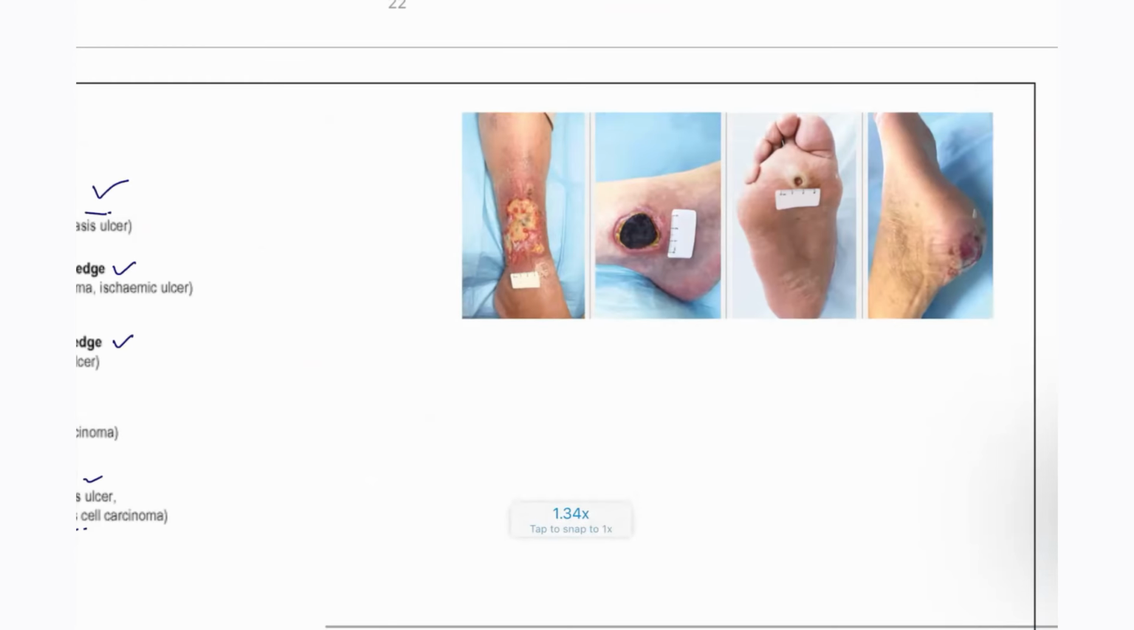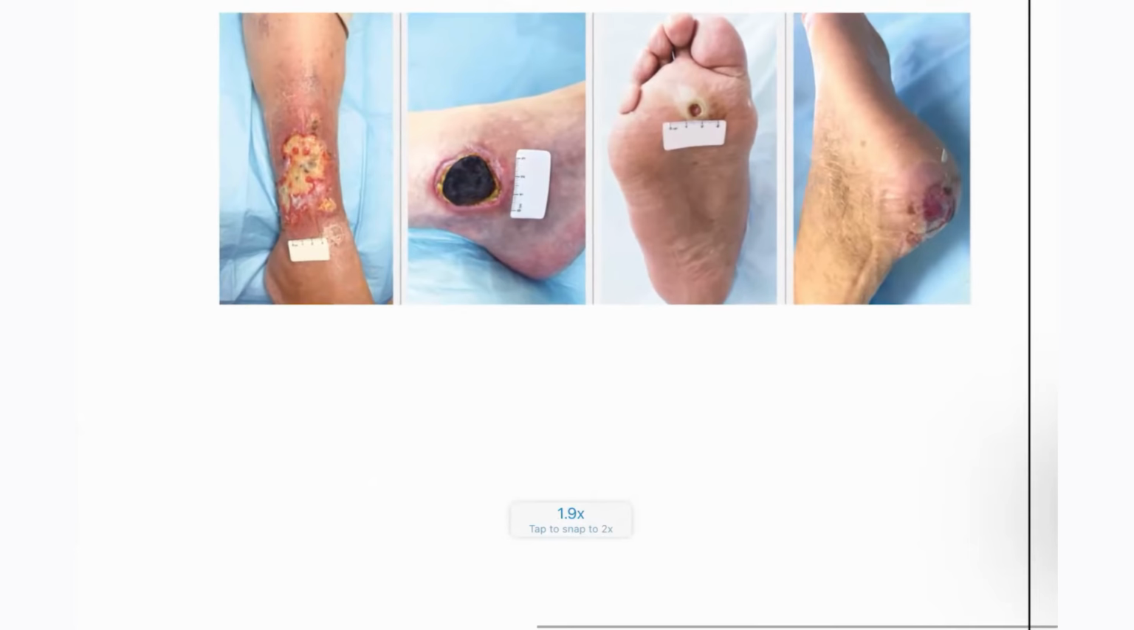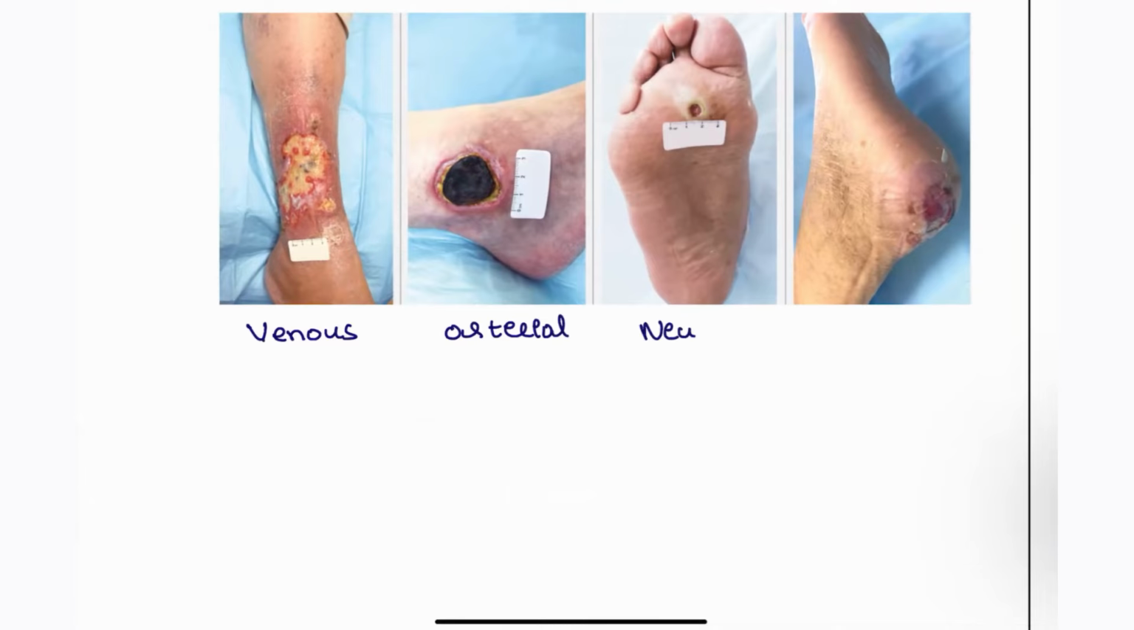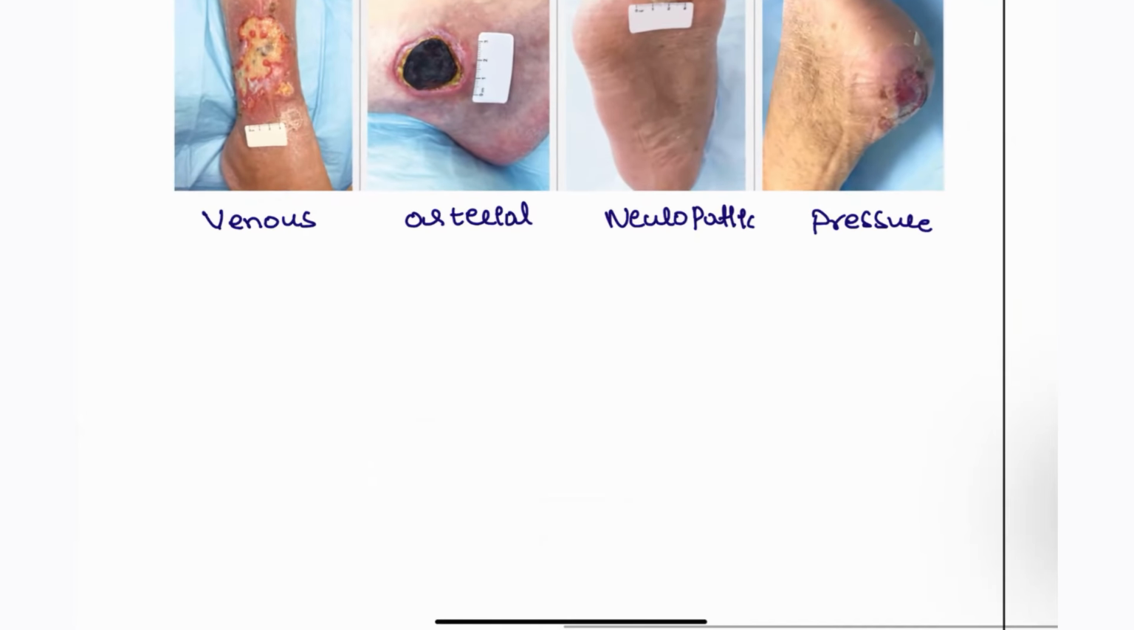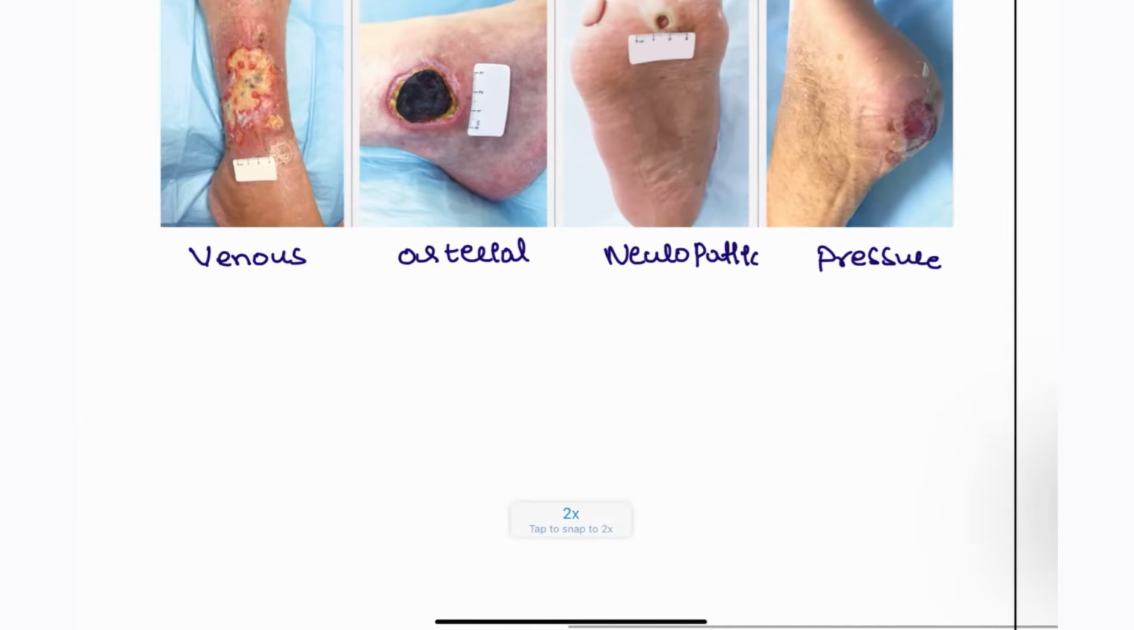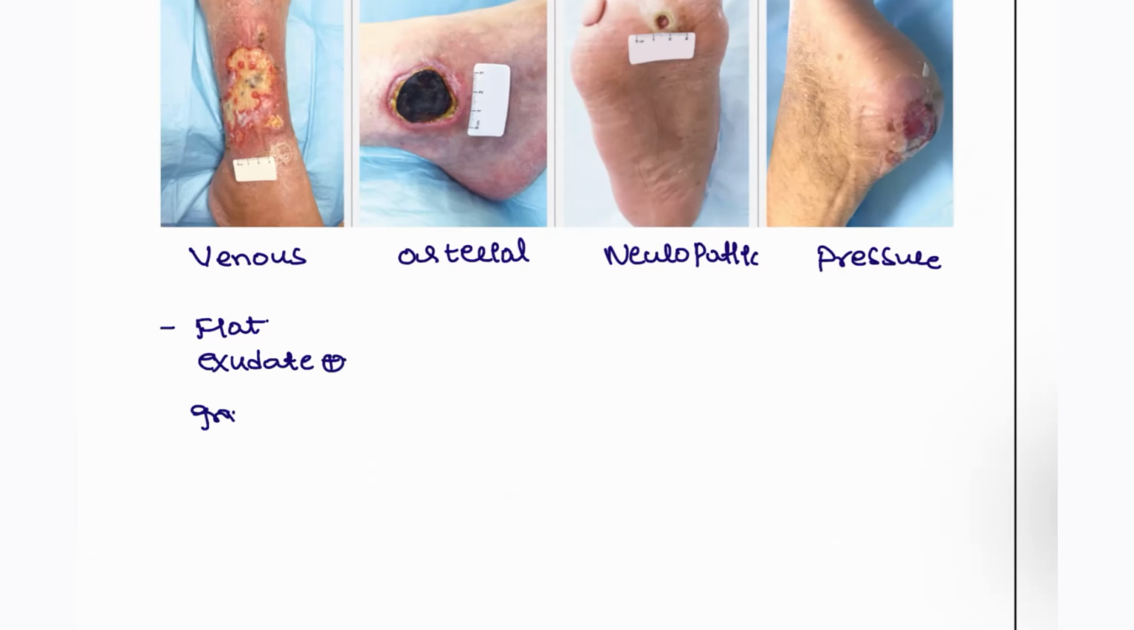Next, coming to the different types. This is known as a venous ulcer. This is known as an arterial ulcer. And here, this is the neuropathic ulcer, and this is the pressure sore. So what are the ulcer locations and characteristics? The venous ulcers look flat, and there will be exudate, and granulation is also seen. That is considered a venous ulcer.